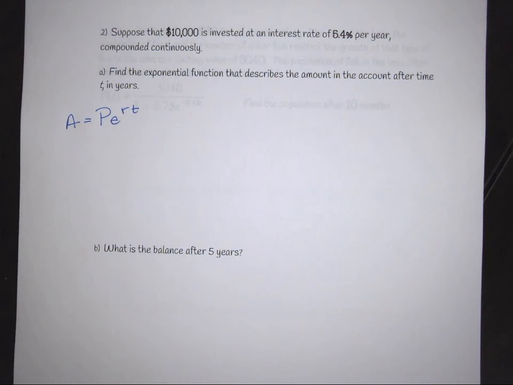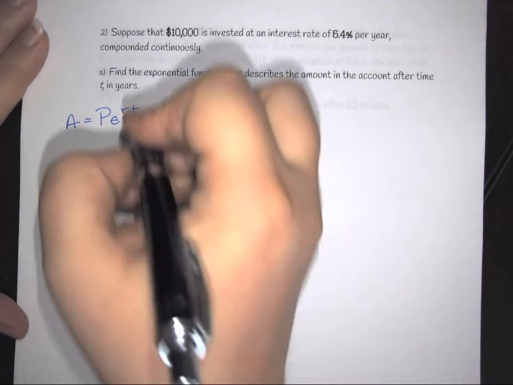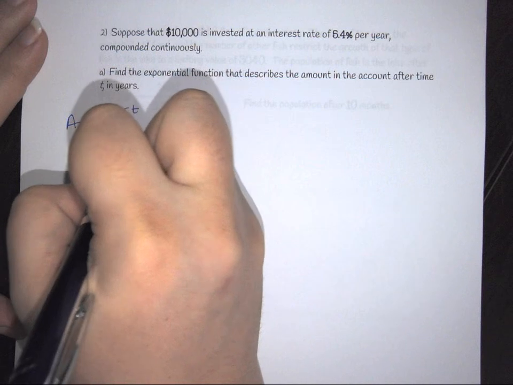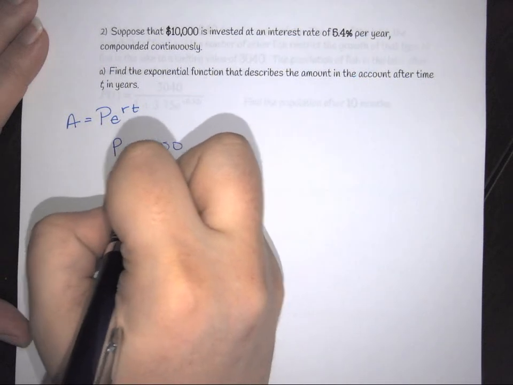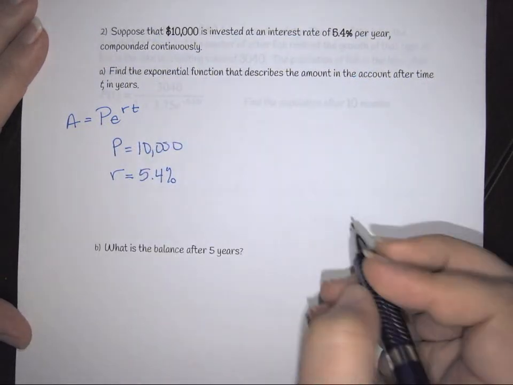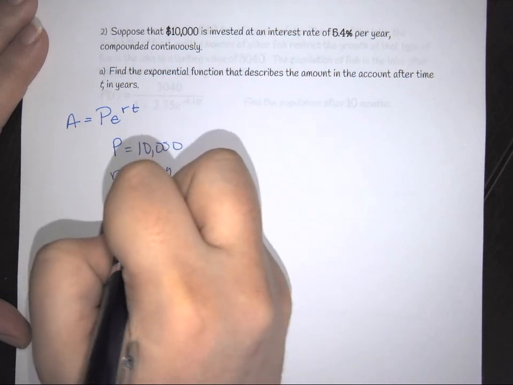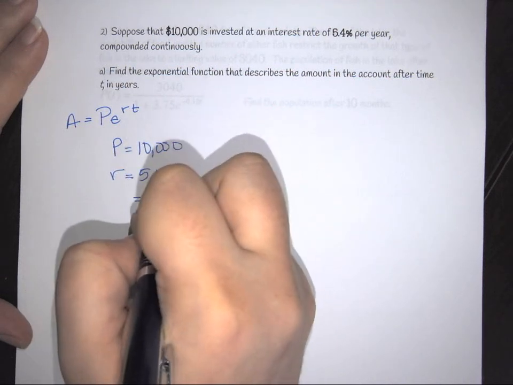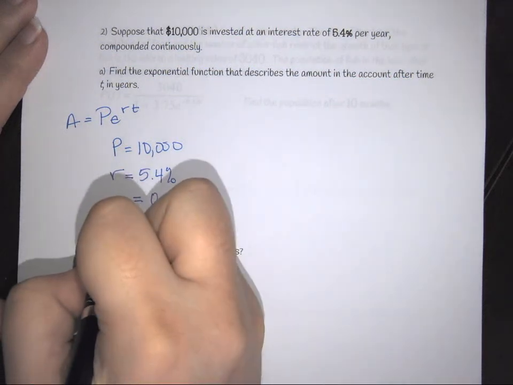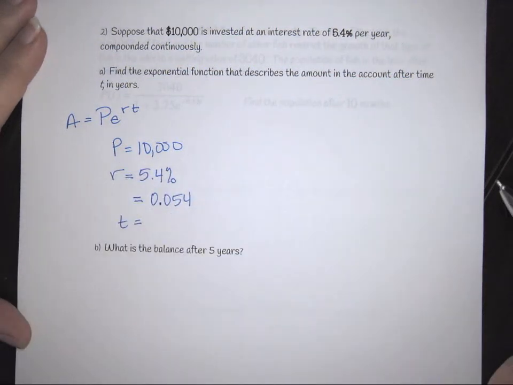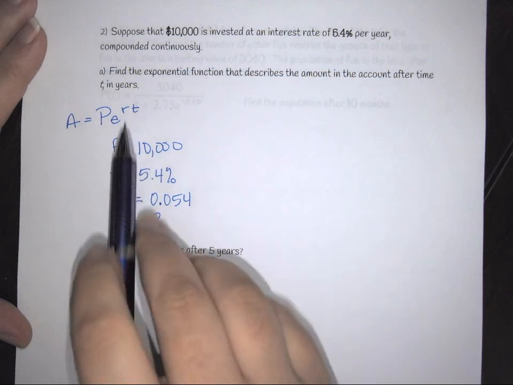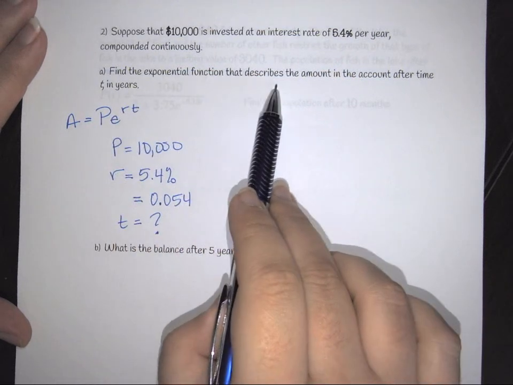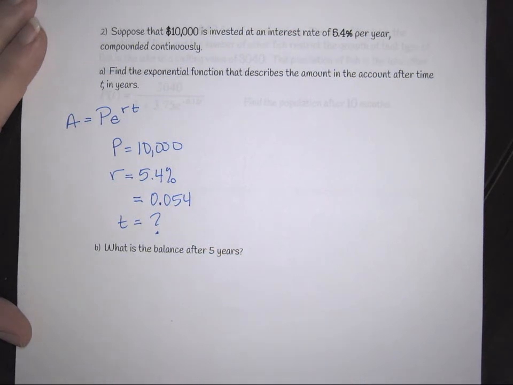In using that, I need to know what is P, what is R, and then what was my T. So in this instance, my P is going to be the 10,000. My R is your rate, which is 5.4%. You need to convert that to a decimal. So to do that means divide by 100, so 0.054. And then my T value is found in the second part. So here we don't know what it is. And our problem says find the exponential function that describes the amount in the account after T years.